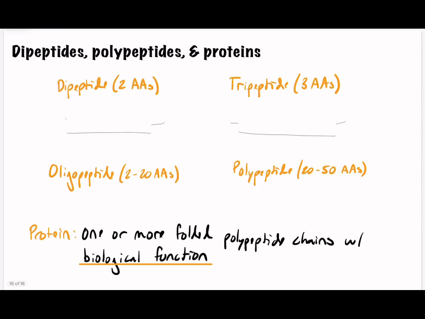Moving on, we're going to be talking about dipeptides, polypeptides, and proteins. And so the way I would think about these are really just definitions. Your dipeptide is two amino acids, as seen here.